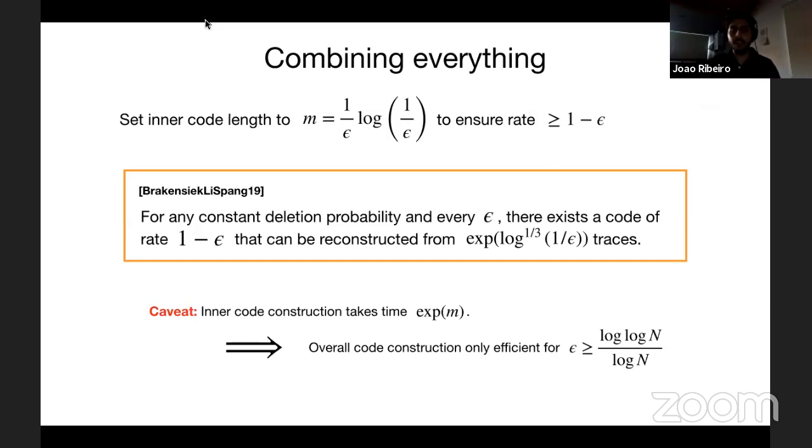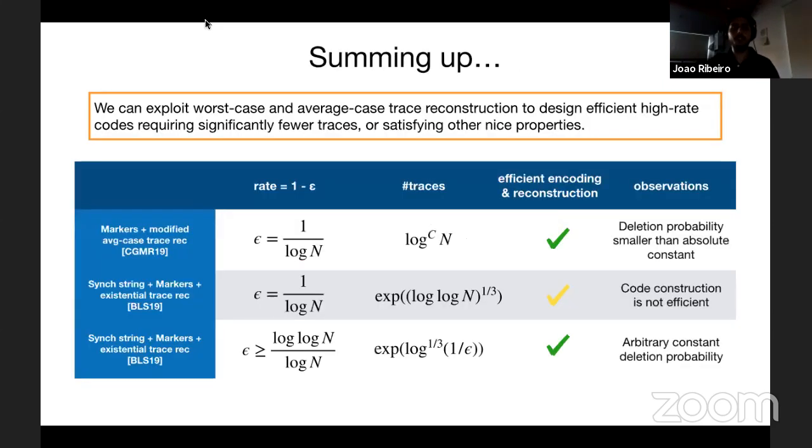Okay. So this basically wraps up what I wanted to say about code constructions. Here's a very quick summary. I guess the main takeaway message, if there's something you could really take away from this talk, is that we can exploit worst case and average case reconstruction results and ideas to design efficient high rate codes that require significantly fewer traces. And actually, something that I didn't cover here, they can also satisfy other nice properties.